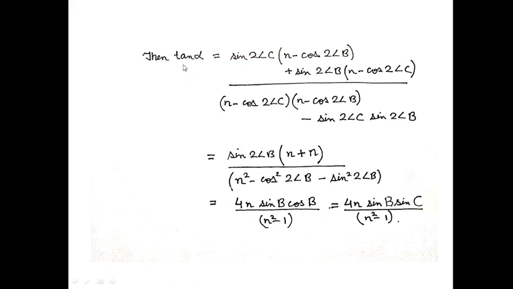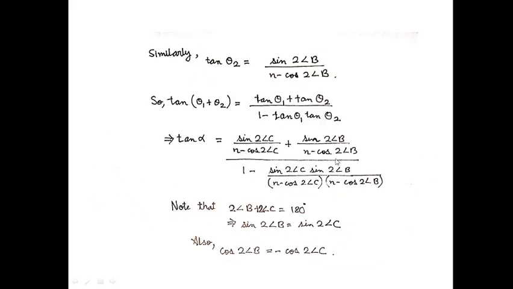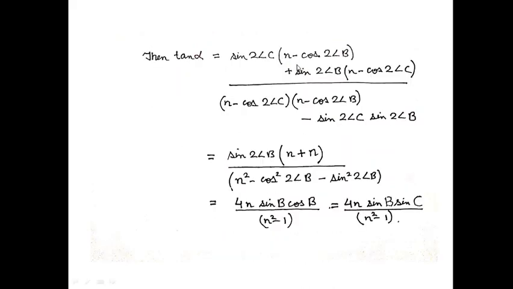See, tan alpha, on taking n minus cos 2 angle C multiplied by n minus cos 2 angle B as the denominator, we can simplify the expression up to this extent. Now here see what we do. Sin 2 angle C is sin 2 angle B, so you can take sin 2 angle C common. Also cos 2 angle B and cos 2 angle C are negative of each other, so they cancel out and you are left with n plus n.